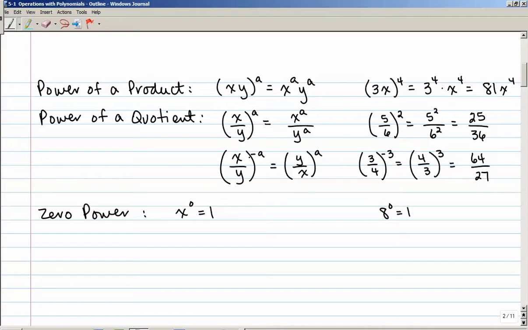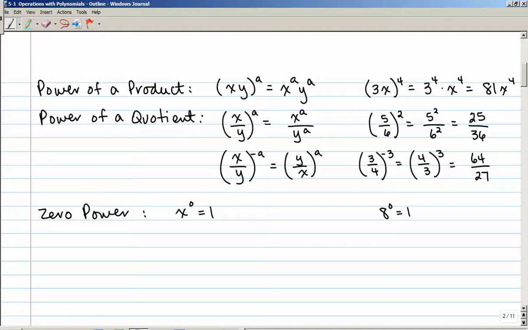Now, if the whole quotient is raised to a negative power, what you can do is flip the fraction and make the exponent positive. So x divided by y raised to the power of negative a is the same as y divided by x raised to the power of positive a. So 3/4 to the negative 3 power is the same as 4/3 to the 3rd power, or 64 over 27, because 4 to the 3rd is 64, 3 to the 3rd is 27.